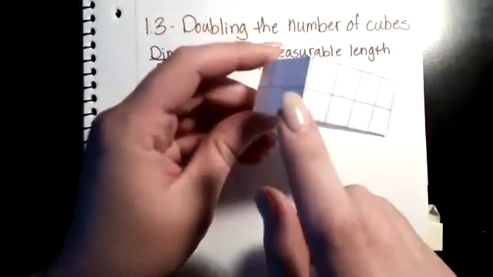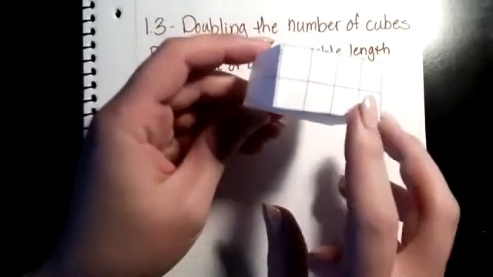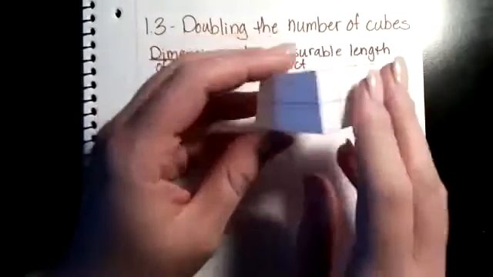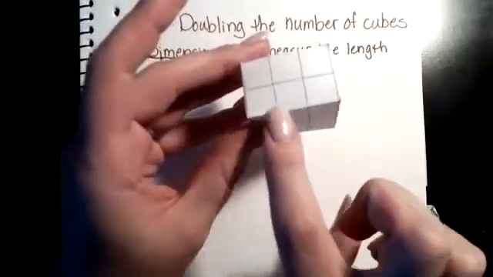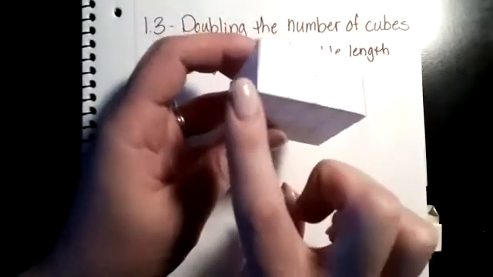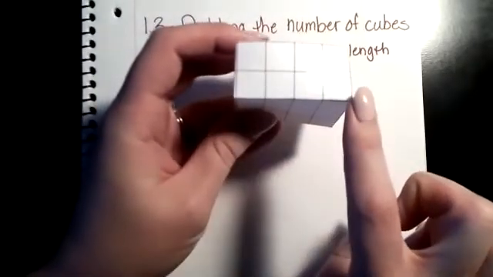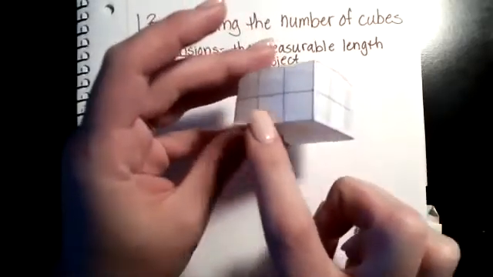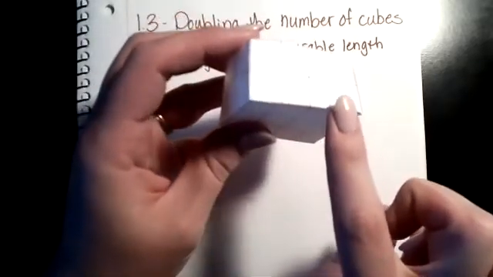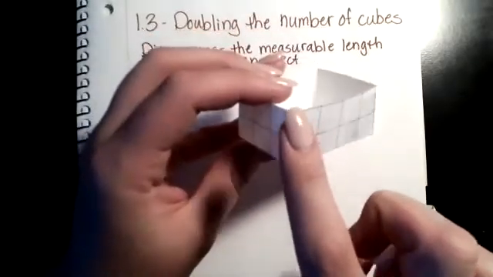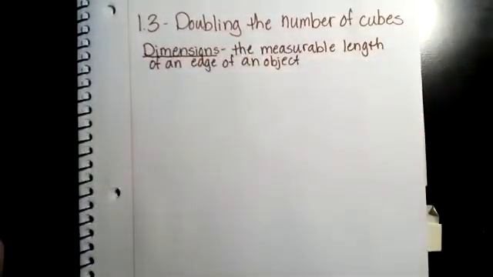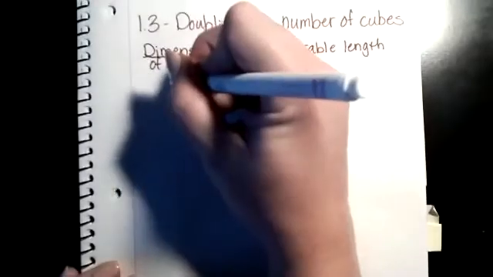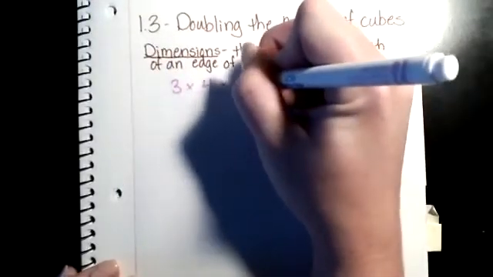The dimensions of this box are going to be the different lengths on the edges of it. So this one is 3, there's 3 right here, by 4 by 2. So here's the width, that's 3, the length is 4, and the height is 2. So I can write that like this: 3 by 4 by 2.